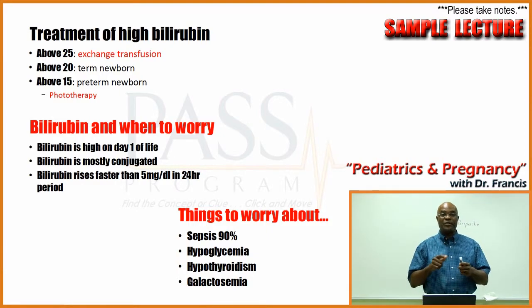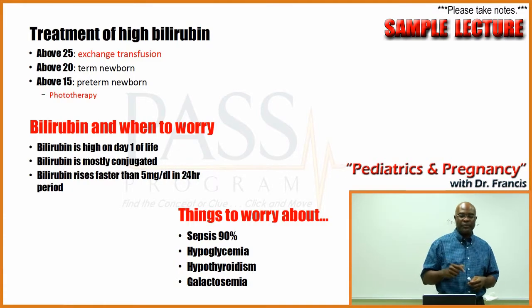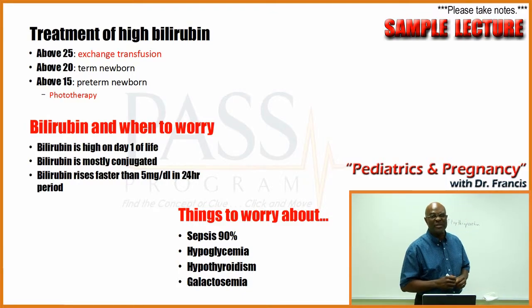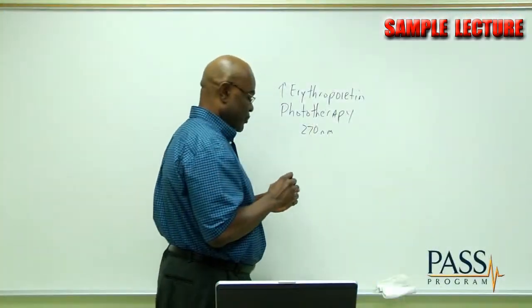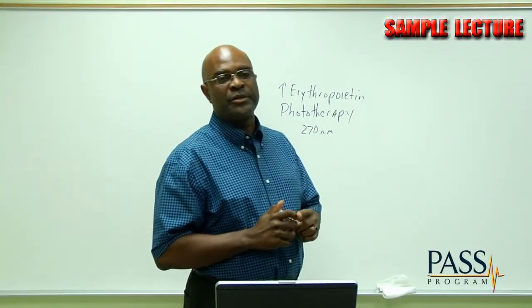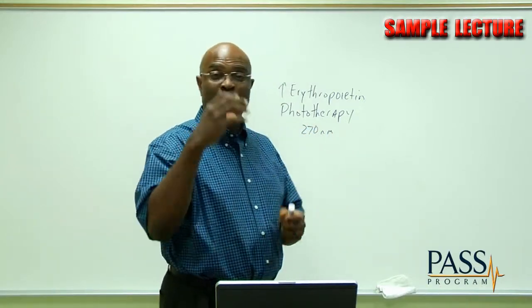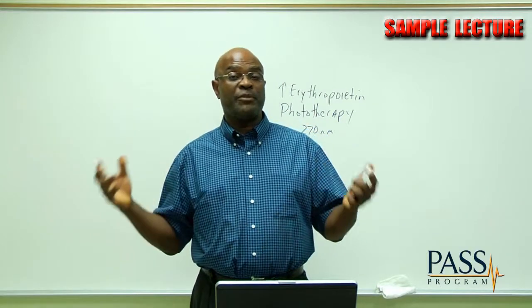But if it's above 20 for a term newborn, or above 15 for a preterm newborn, that's when we do phototherapy. Phototherapy is done with a wavelength of 270 nanometers. That wavelength is similar to the wavelength you see when there's an eclipse. And whenever there's an eclipse, remember they tell you do not look directly at it. Why? Because it can damage your retina. Well, so can this wavelength, which is why we put a mask over the baby's eyes before you turn on the lamp.